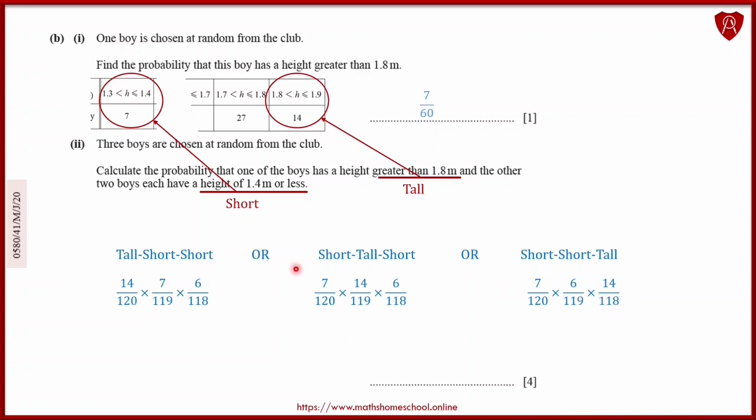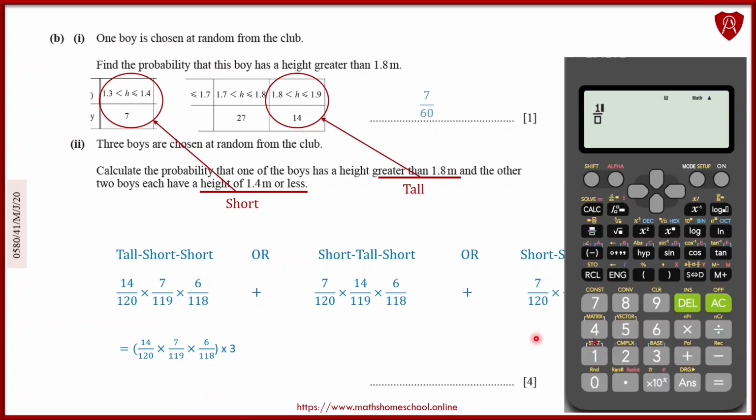In probability, OR means add. So we can add all these 3 products. But a closer look reveals the top numbers are the same. They are just switched around. So adding this is just like multiplying one of them by 3. Fraction. Multiply the top numbers, 14 times 7 times 6 times 3, which is also a numerator. Bottom numbers, 120 times 119 times 118 equals. This is our answer.